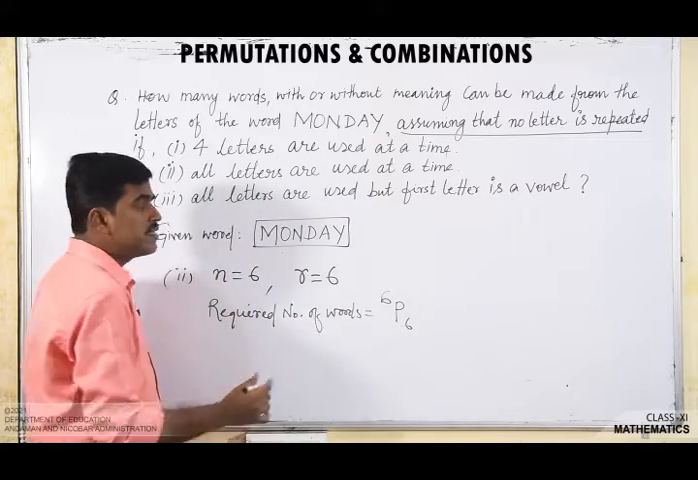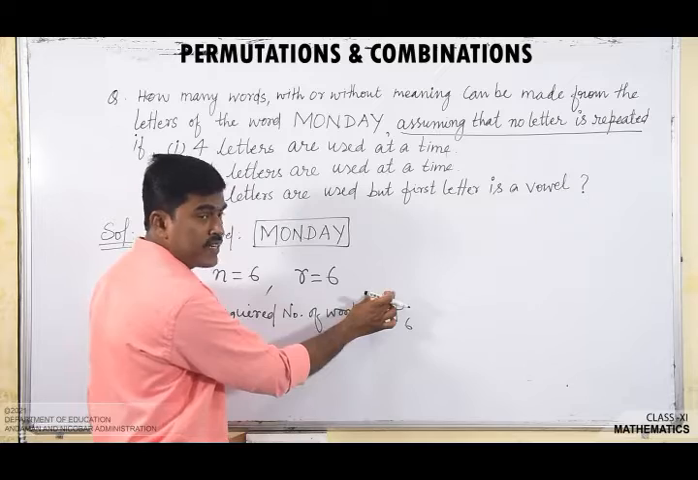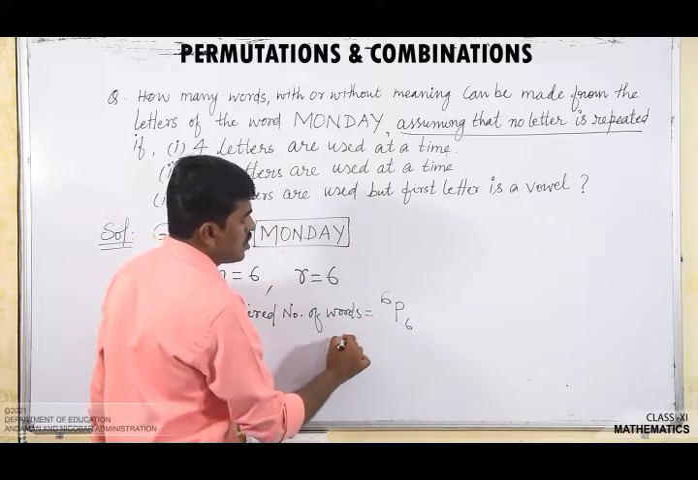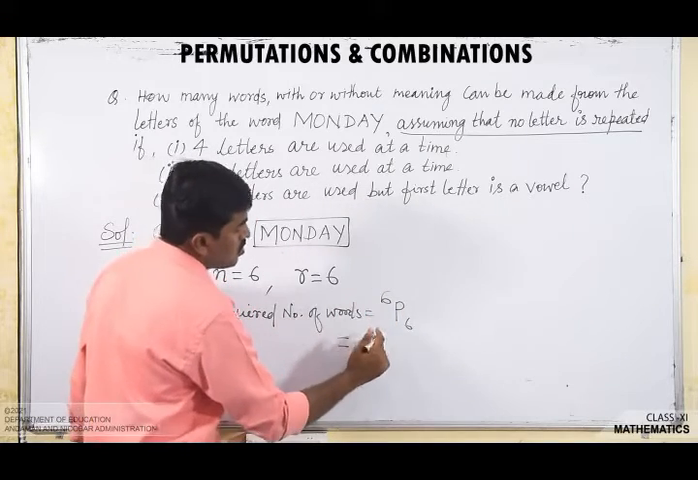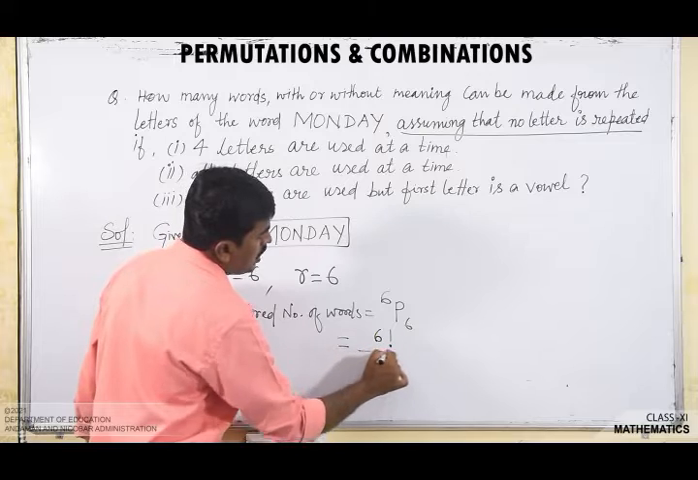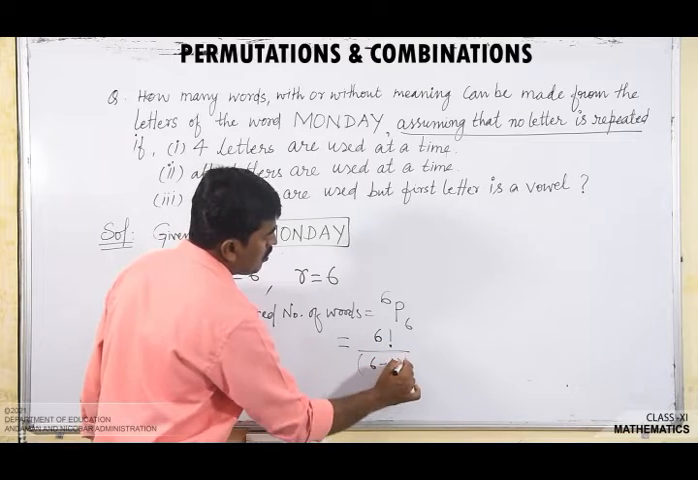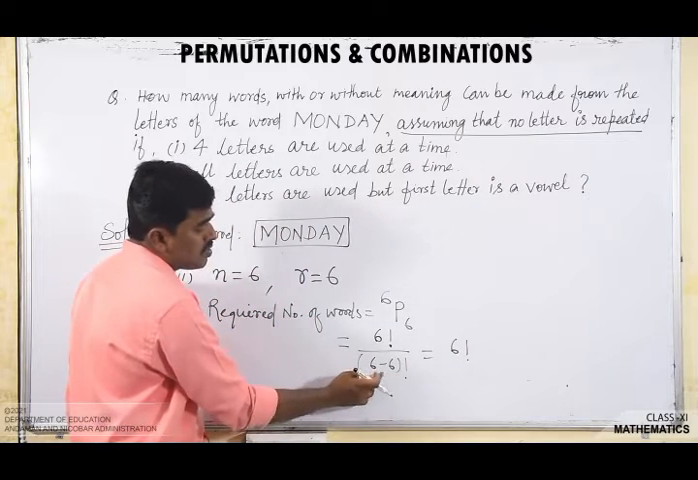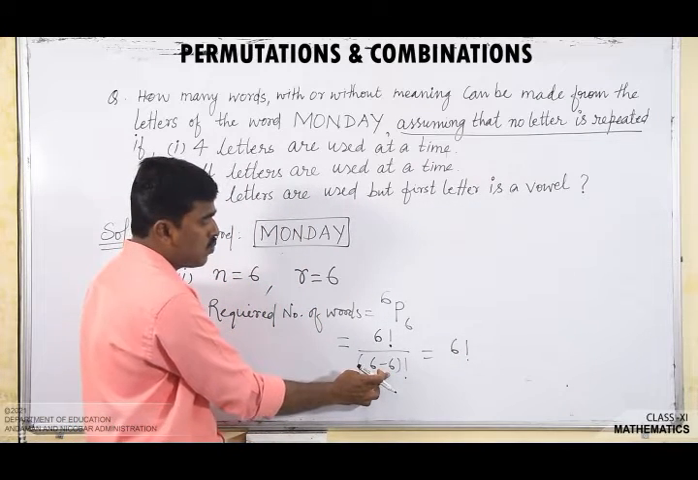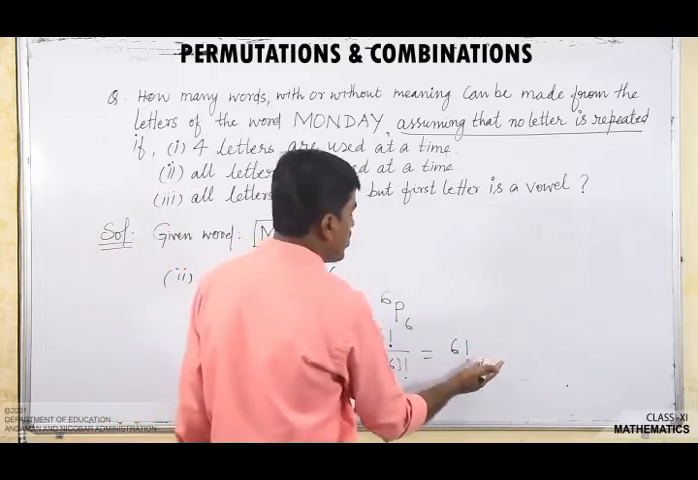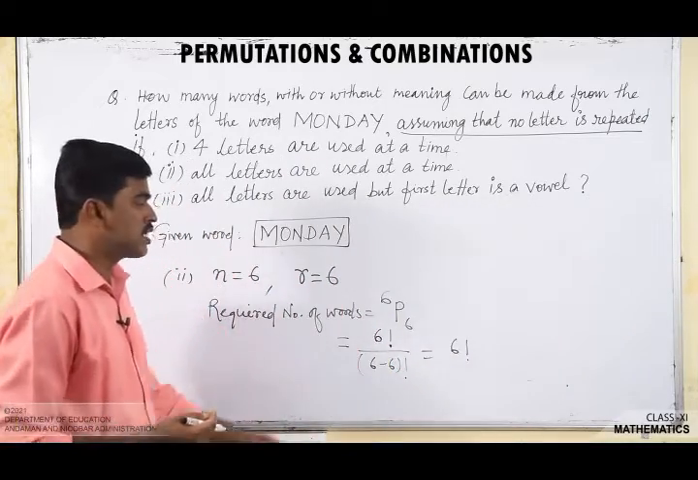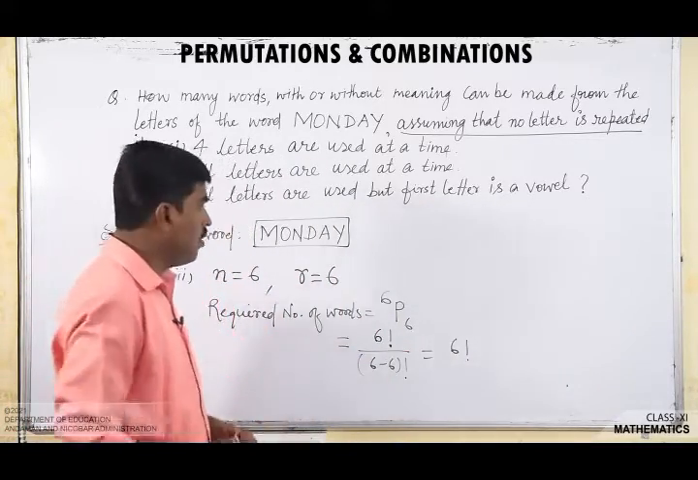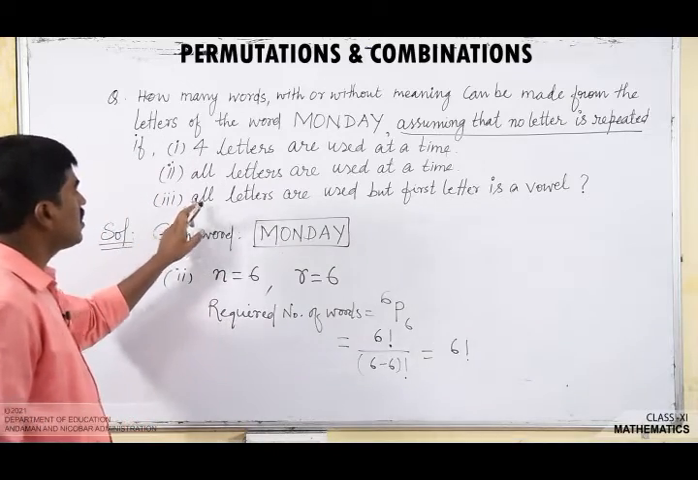6P6. It is the case of permutation of 6 different objects taken 6 at a time. So it is 6P6. So we can write it as 6 factorial divided by 6 minus 6 whole factorial, and that is equals to 6 factorial, as this is 6 minus 6, that is 0 factorial. So it is 1. So it is 6 factorial, and we know how to calculate the value of 6 factorial. Now let us move on to the third part.